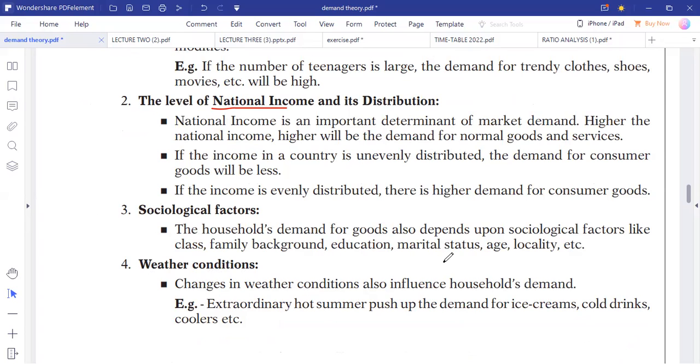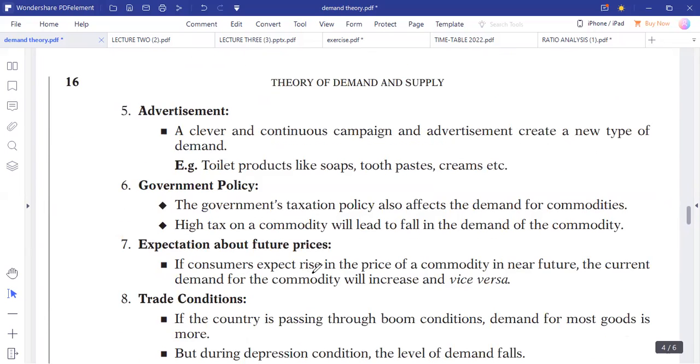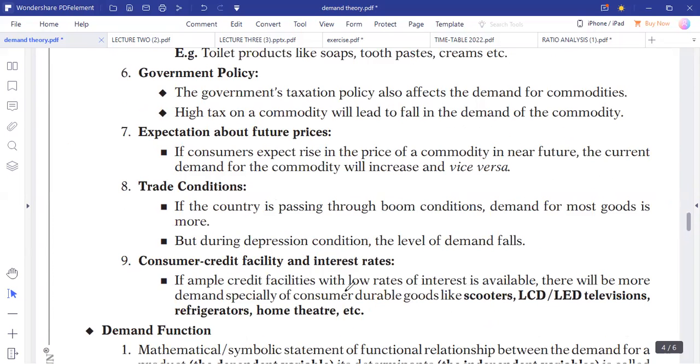a particular weather. If it's too hot, you buy more ice cream. If it's too cold, you buy more jerseys. If it's raining, you buy umbrellas. Advertisement is another important element in demand theory. Government policy and expectations of future prices. When you are told that fuel will go up by midnight, you purchase more of it. Trade conditions, consumer credit facilities. When you know that these ones will give us a credit facility, you buy more of them.